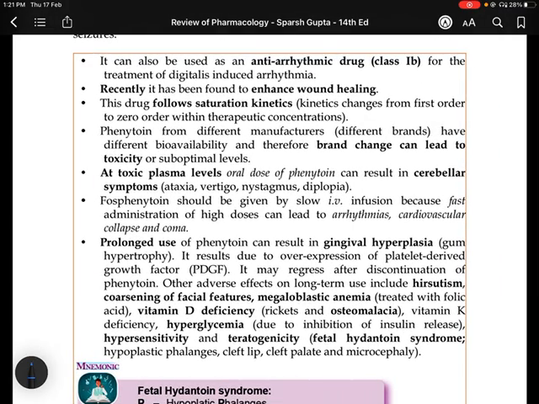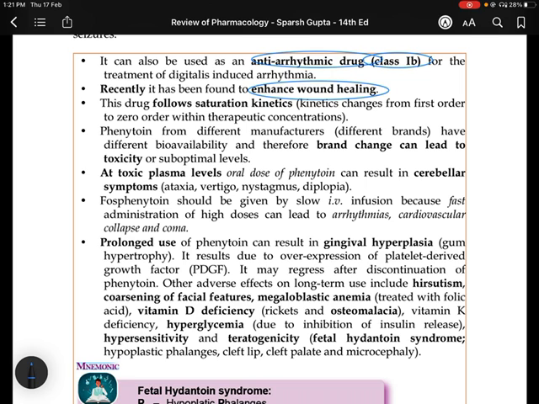It can also be used as an antiarrhythmic drug, class 1B. There were five classes in the rhythm chapter. For the treatment of digitalis-induced arrhythmia, we can use phenytoin. Recently, it has been found that it enhances wound healing also. Phenytoin induces wound healing. These drugs follow saturation kinetics. Kinetics changes from first order to zero order within the therapeutic concentration. At some doses it will be first order, at some doses zero order. So saturation kinetics is shown.